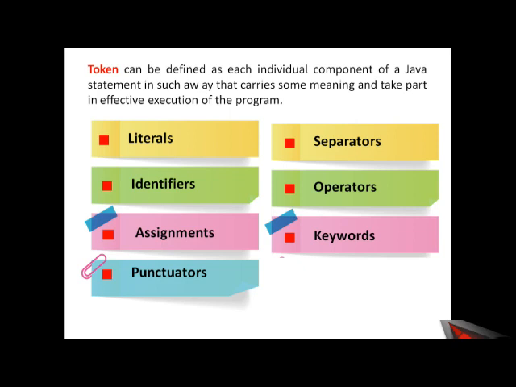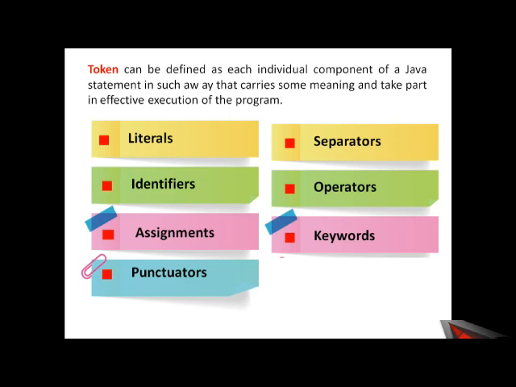Let's look at the first slide, which is about tokens. So what is a token? A token is the smallest individual unit of Java. A token can be defined as each individual component of a Java statement that carries some meaning and takes part in the effective execution of the program. It means whatever code we write, each and every word is actually a token. Even if we use any kind of symbol, that also comes inside the token.